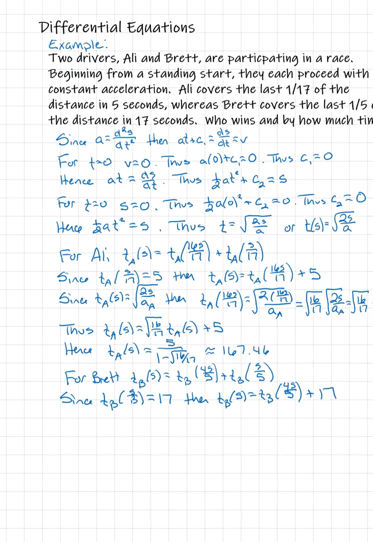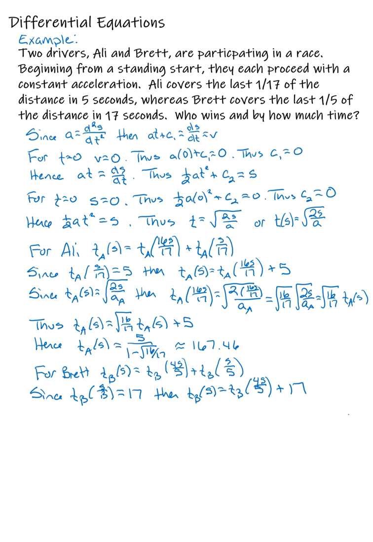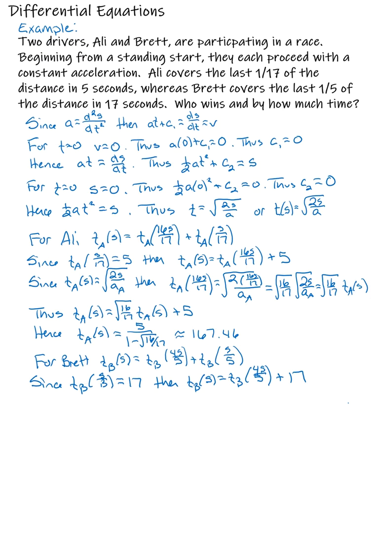Whoa, where did that come from? All right, there we go. Also remember, I'm going to now kind of backtrack and use this little formula, t as a function of s. So, oops, that gives us t sub b of s is the square root of 2s over a sub b. Now again, this is Brett's acceleration.